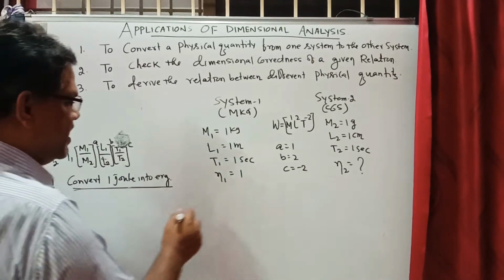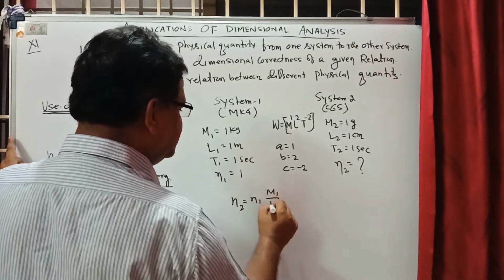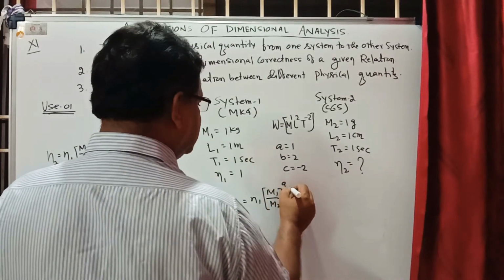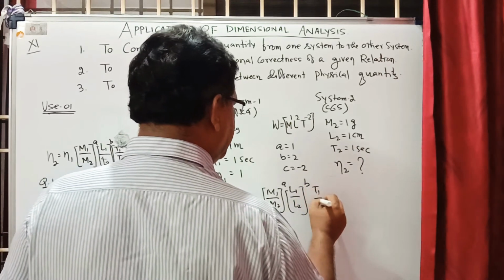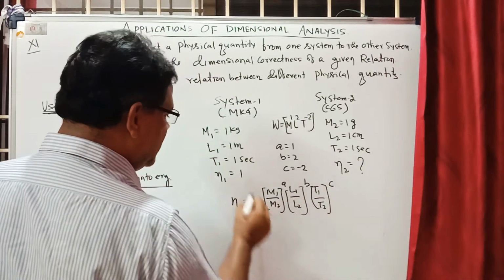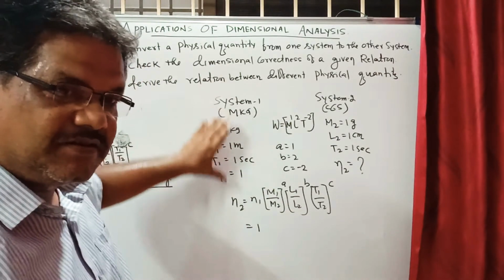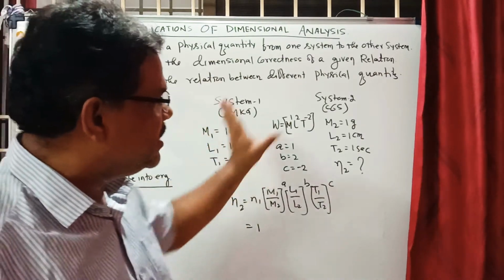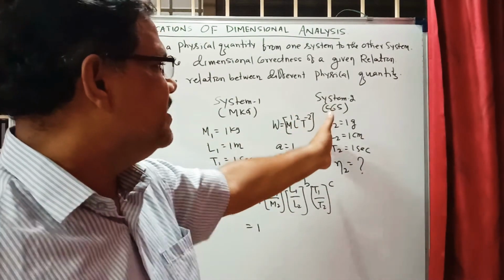If you apply this formula directly, you can do it. n2 equals n1 into (m1 upon m2) to the power a, (l1 upon l2) to the power b, (t1 upon t2) to the power c. The unit which is given should be written in system number 1, and the unit to which you want to convert should be written in system number 2.